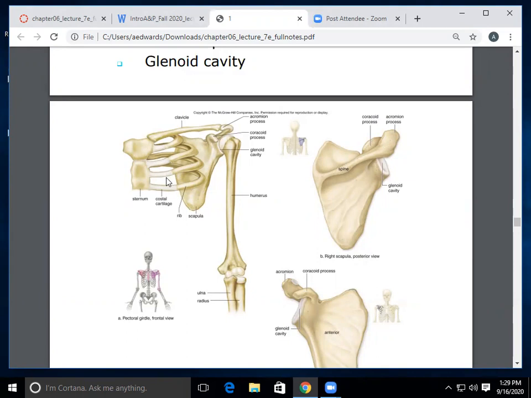One thing I do want to point out, the ribs connect to the clavicle and to the sternum via cartilage. They don't connect directly. There's some cartilage there.